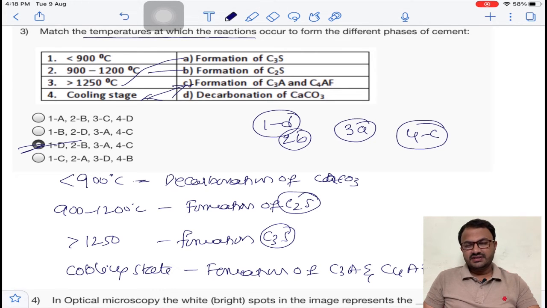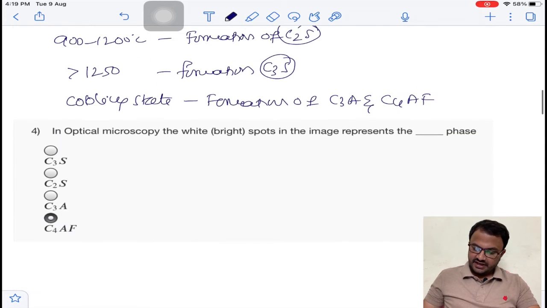Clear? This is a theory-heavy topic, so you need to remember all the values: in which range of temperature there is formation of dicalcium silicate, tricalcium aluminate, tetracalcium aluminoferrite, something like C3S, C2S, all these compounds. Okay. Next question.